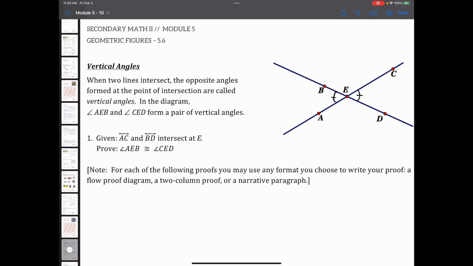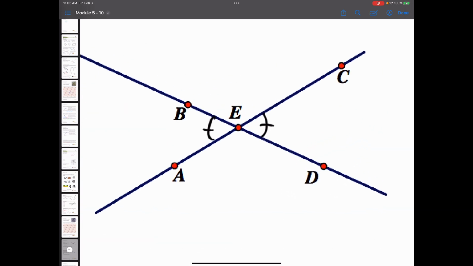What we are given is that lines AC and BD intersect at E. What we need to prove is that angle AEB is congruent to angle CED. We're going to do a two-column proof. So, all we are given is that we have some lines that cross at point E, and we need to prove that BEA is congruent to CED. So let's talk through this first.